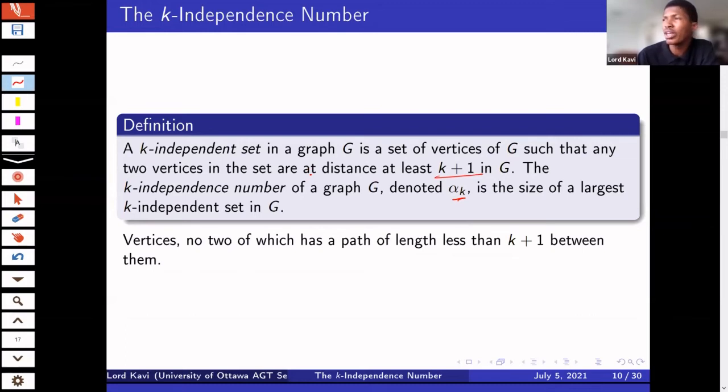And so if we look at it in terms of graph powers, then basically we are just looking at G to the power k, and then we just consider the regular independence number of the graph power G^k.